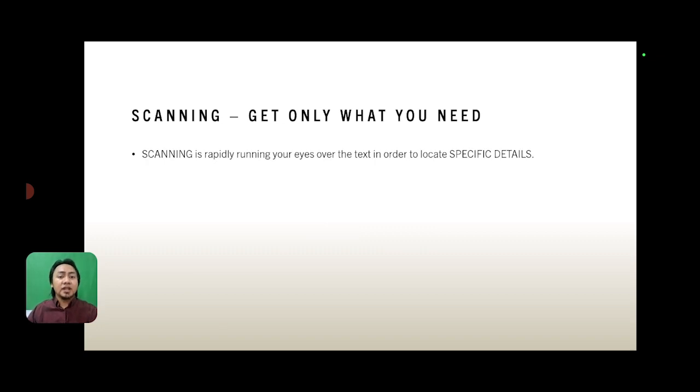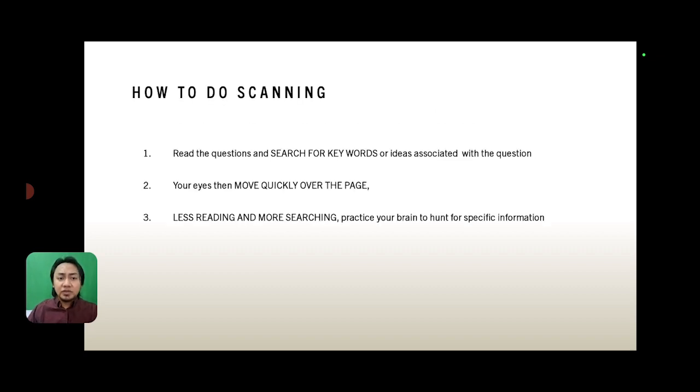So now let's move to scanning. So scanning, on the other hand, is to get only what you need. So scanning is rapidly running your eyes over the text in order to locate specific details. The key here is to locate specific details. So how to do scanning?